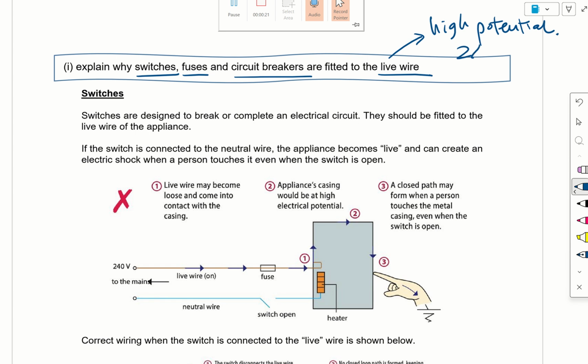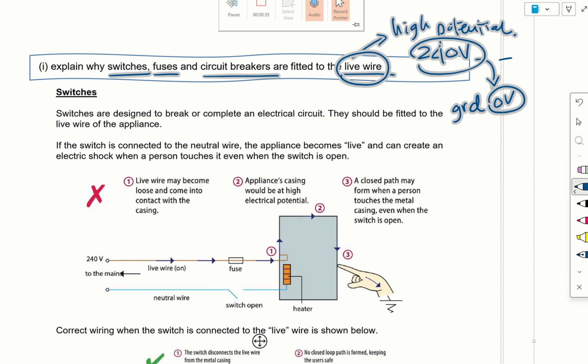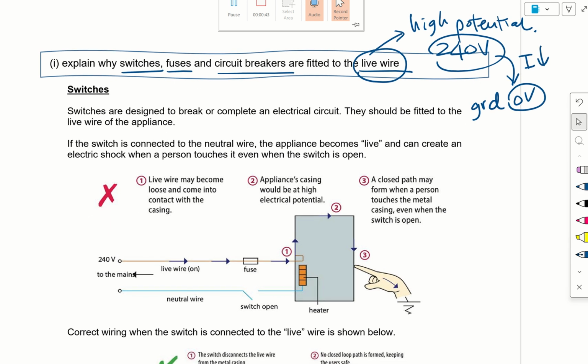So of 240 volts. So if you were to come into contact with the live wire, and because your feet is on the ground, okay, and ground being at 0 volts, there will be a potential difference, right? And therefore the current will flow through you who is making the connection. Okay, so the live wire is actually very dangerous. So what does the switches do?